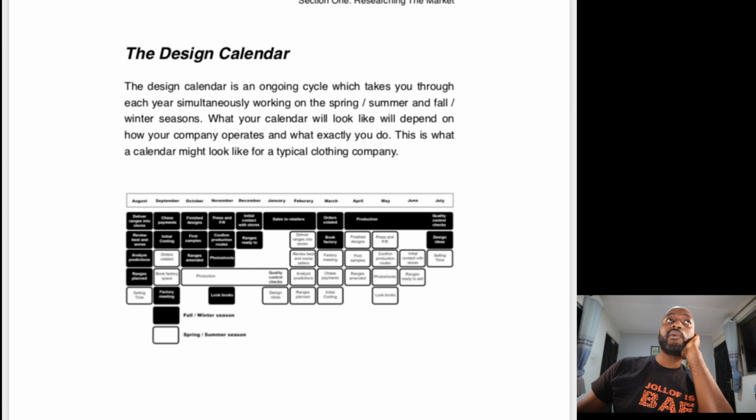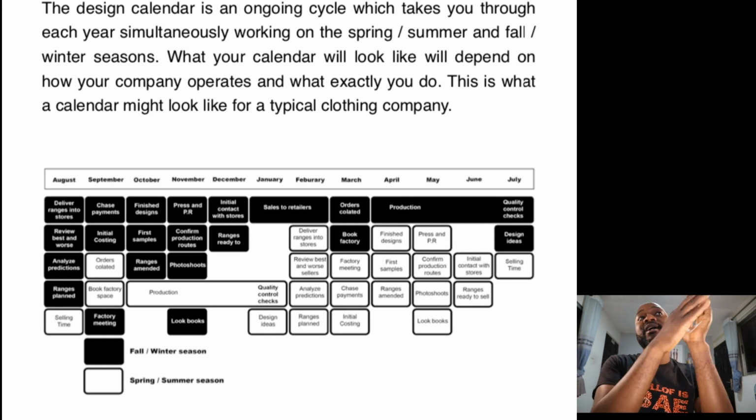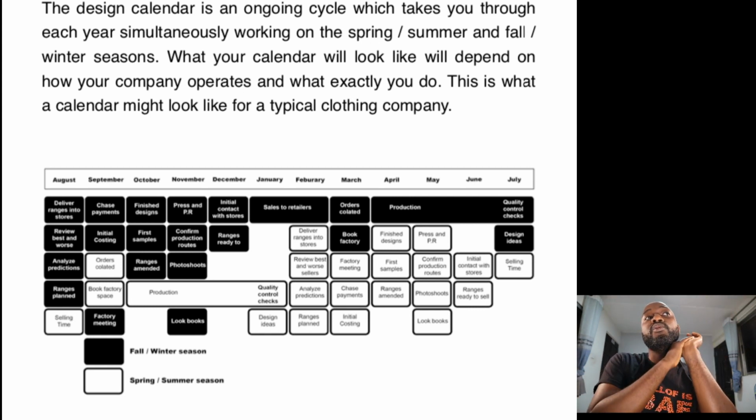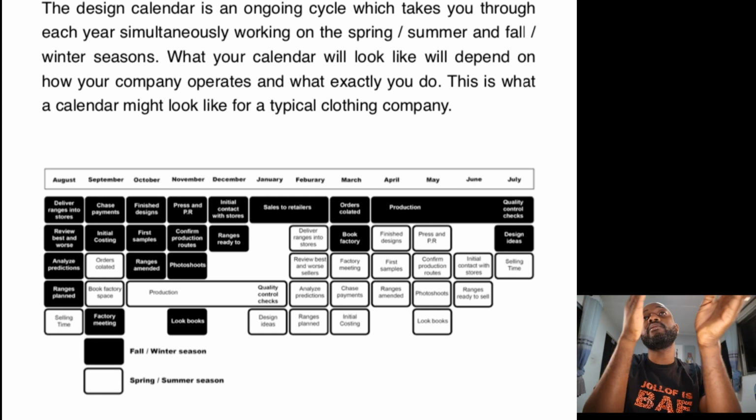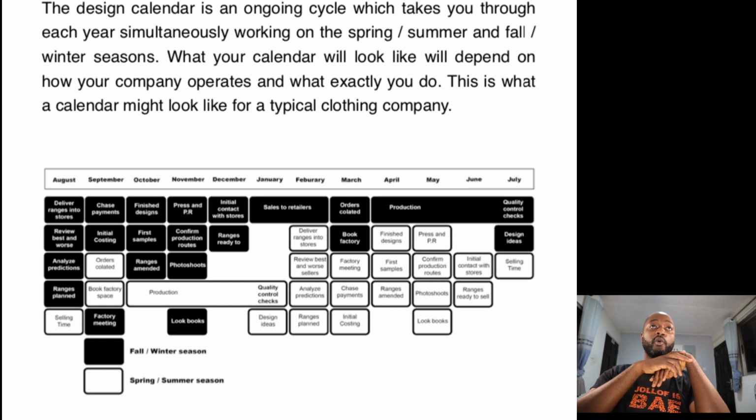Now, if you're following us on YouTube, I sent you guys the form, right? This fashion calendar allows you to figure out when to plan and how to plan, right? So, for an example, in August, brands will usually deliver their fashion ranges into the stores. They'll review the best and the worst, they'll analyze predictions, ranges are planned, and then they sell, right?